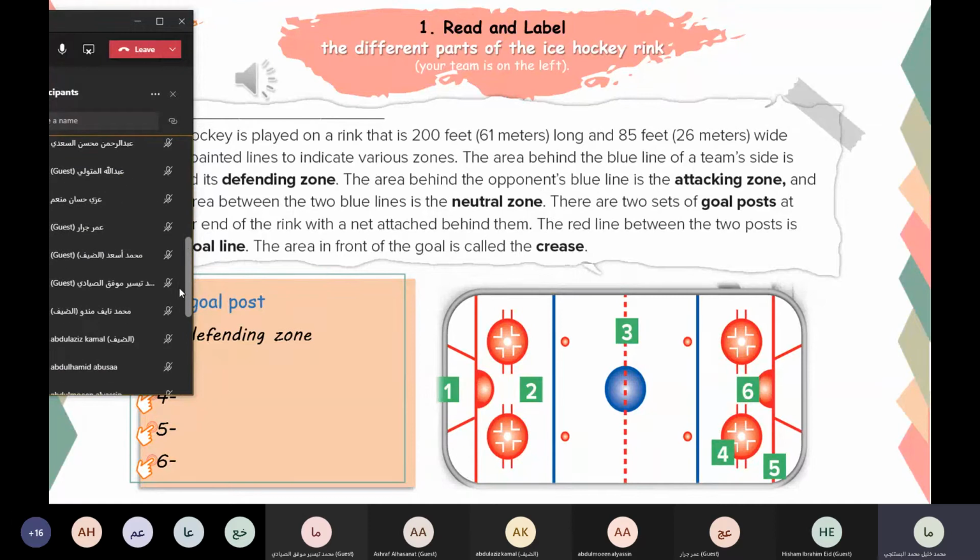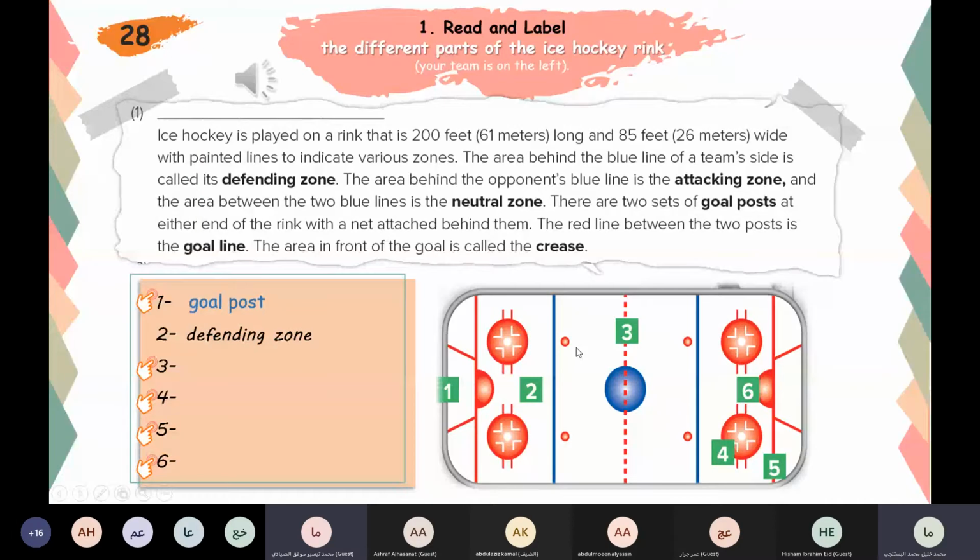Yes, Amin. Teacher: Yes, what do we call the place? Neutral zone. Good, very good. Neutral zone. It comes between the two blue lines here. These are the two blue lines. This area is called the neutral zone. Good.